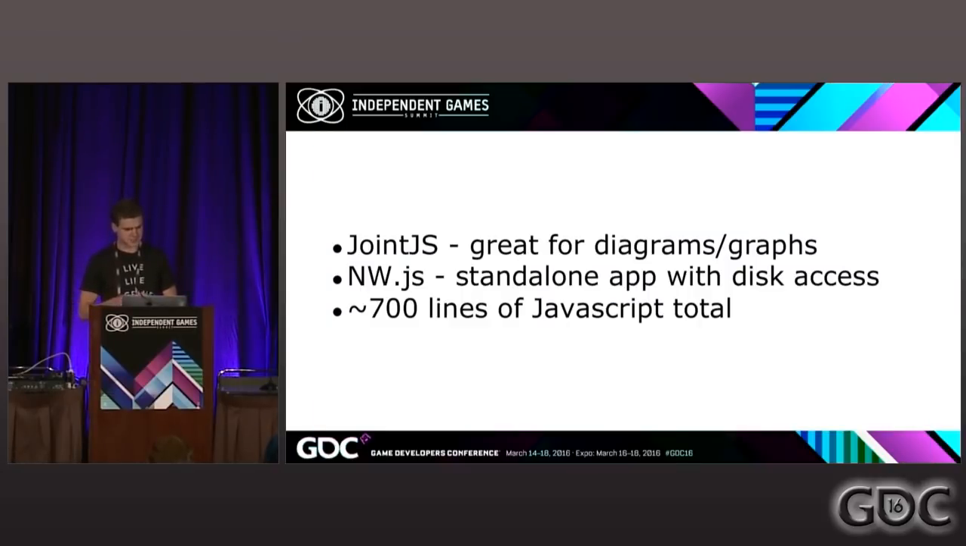Yeah, so Joint.js is great for making diagrams and graphs and things like, shoot, what's that called? Anyway, for connecting things together. NW.js is great for standalone apps. You have the full Node APIs as well, so any kind of file access, networking, you get all access to all that. The whole thing was 700 lines of JavaScript. So it was very small, easy to write, and it's very extensible too. You can add widgets to nodes and things very easily with HTML.